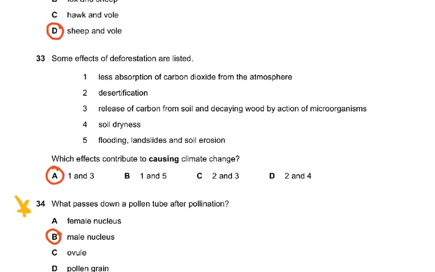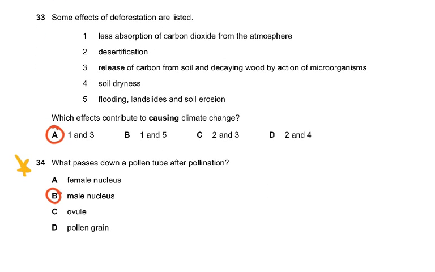Then question 33, again another question being discussed on one of our groups. Some effects of deforestation are listed. These are all effects of deforestation: less absorption of carbon dioxide from the atmosphere, desertification, release of carbon from the soil, and decaying food by the action of microorganisms. So it is the microorganisms respiring and releasing carbon dioxide. Soil dryness means water, there's no roots, so there's nothing holding the soil together. Then flooding, landslides, and soil erosion.